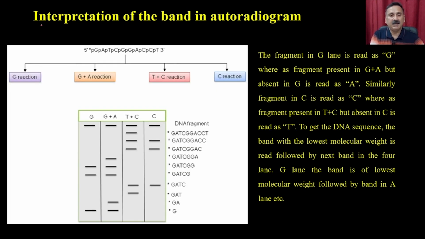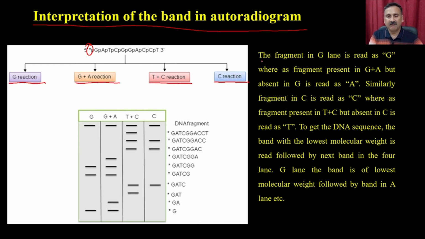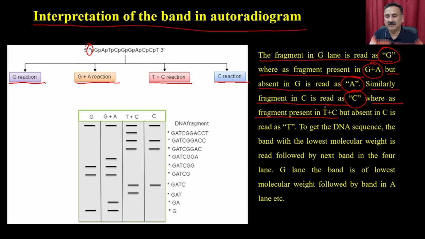This means at the end you are going to get a pattern like this, because here also you have added radioactivity onto the 5' end. So you are going to have the G reaction, G plus A reaction, T plus C reaction, and the C reaction. The fragment in the G lane is read as G, whereas the fragment present in G plus A but absent in G is read as A. Similarly, the fragment in C is read as C, whereas the fragment present in T plus C but absent in C is read as T.